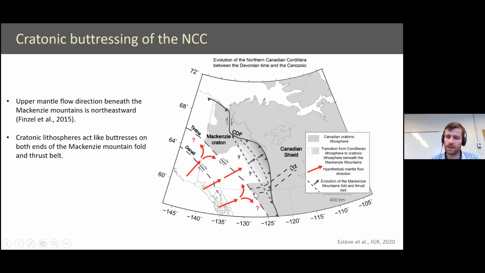And so what we think here is that the mantle flow going northeastward in the Cordillera is channeled and guided beneath the Mackenzie Mountains, because those two cratonic lithospheres would act as buttresses against the intervening mantle flow. And that would push the Cordillera material towards the Canadian Shield. And so that's why we would have this arcuate shape in the region. And that's also why we think it controls the regional deformation in this region.